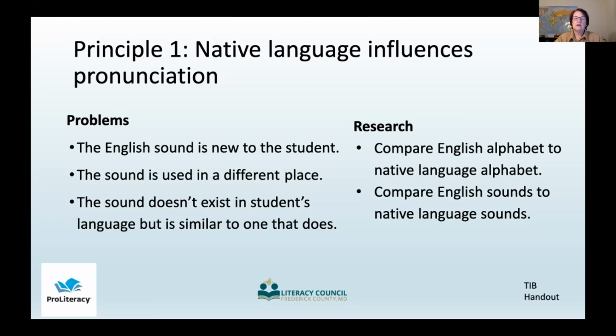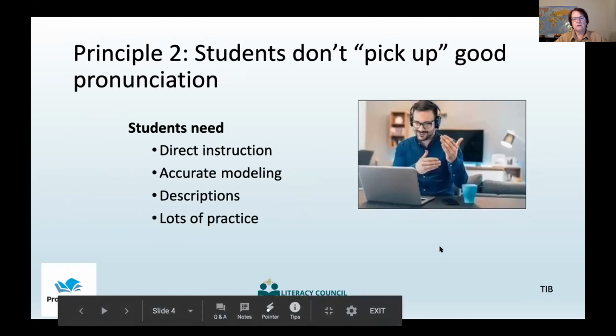It's a good idea to do a bit of research on the native language of your student, compare their alphabet to the English alphabet, and compare the sounds of their language to the sounds of English.